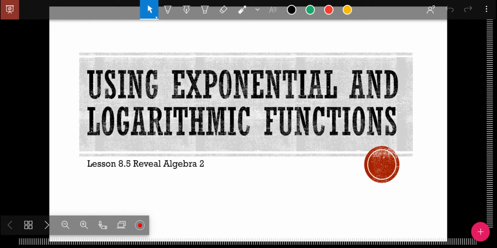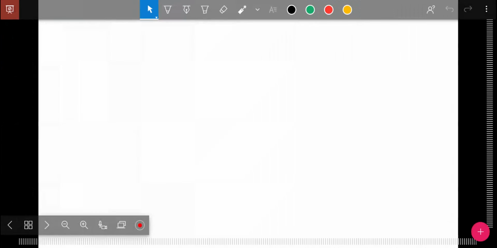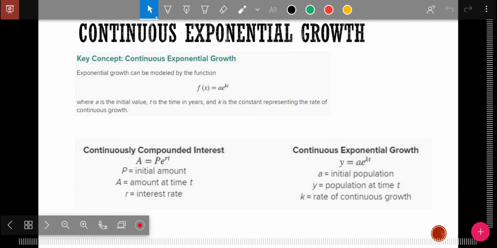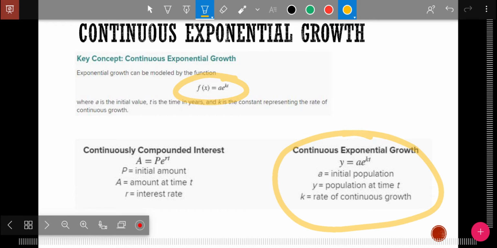Today we're going to use exponential and logarithmic functions from Module 8, Lesson 5 of Algebra 2. And we need equations or formulas, I would say. We had this one previously down here called the continuously compounded interest. Today they're just going to manipulate that a little bit and call it continuous exponential growth. This formula is what you need, and it's fully explained down here.